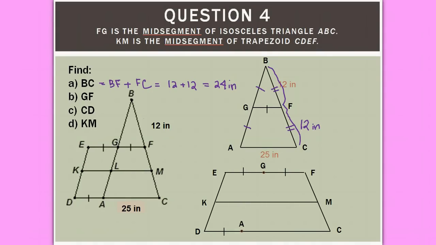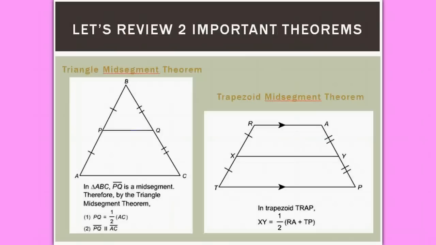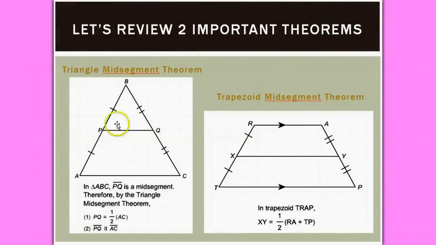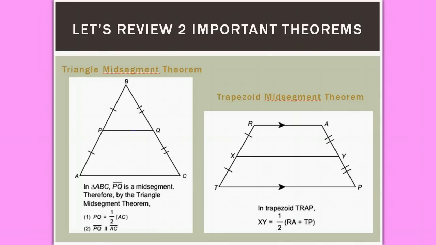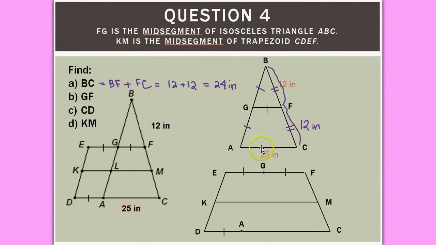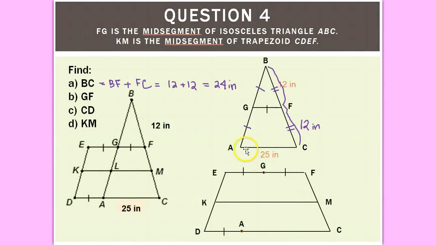Okay, now we want to find GF. So I'm going to go back to the triangle mid-segment theorem again so you can see how this works. You also know from the triangle mid-segment theorem that PQ, the mid-segment, is equal to half of AC. And AC in this picture is just the base of the triangle. So let's go back to our picture. We know that AC is 25 inches. The triangle mid-segment theorem says your mid-segment is half of your base.